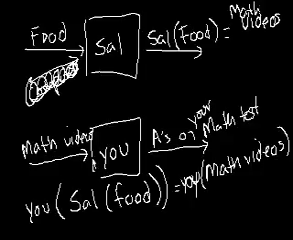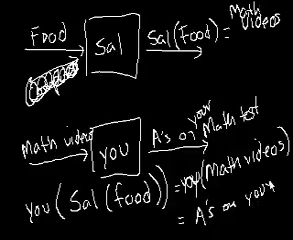And we already said, well, if you put math videos into the function called U, or whatever your name might be, then it produces A's on your math test. So U of math videos equals A's on your math test. So U of Sal of food will produce A's on your math test. And notice, we just said what happens when you put food into Sal.